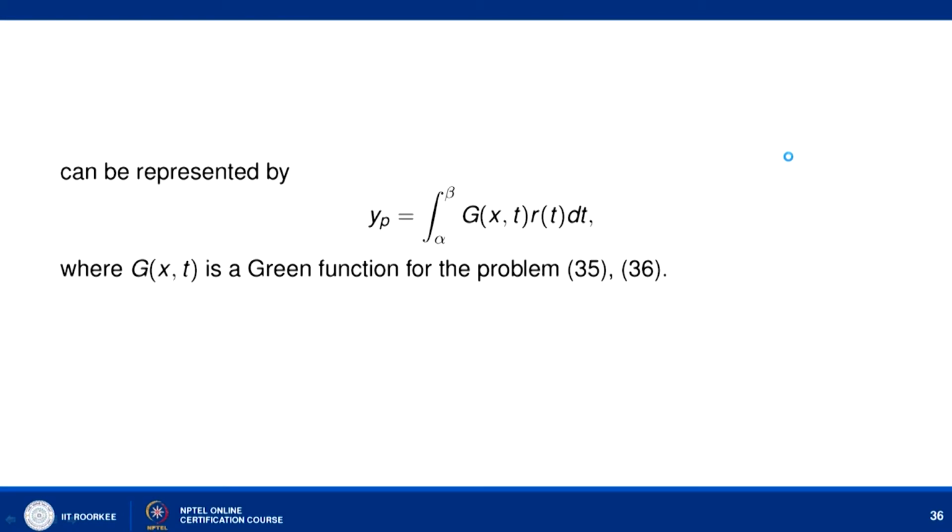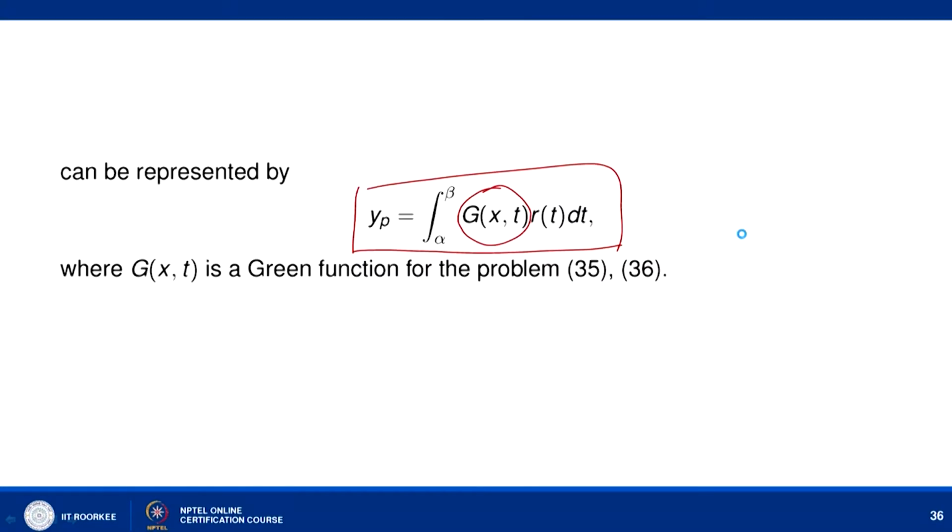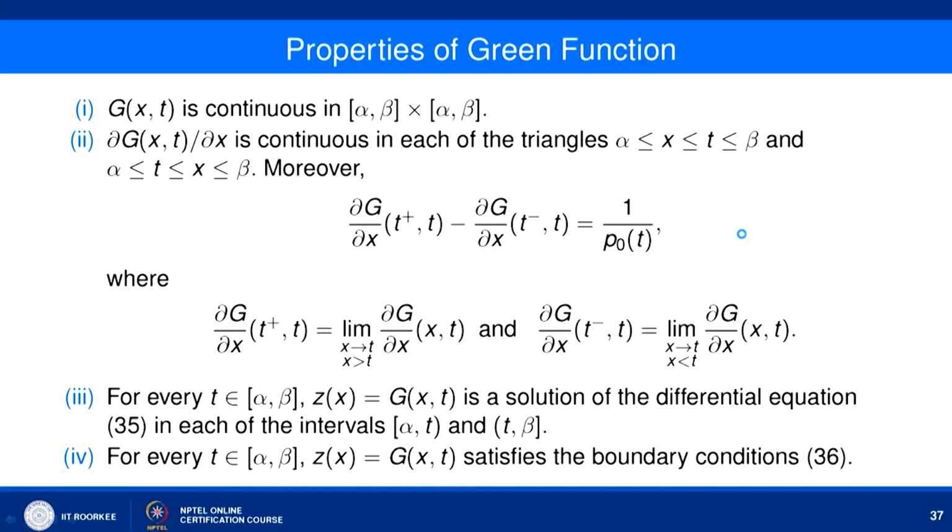We will try to prove this later on, but first we discuss the property of the kernel of this equation. Here yp equal to the integral from alpha to beta of G(x,t) R(t) dt. If we know this function G(x,t), which is known as the Green's function for problems 35 and 36, then we can find the solution of the non-homogeneous problem, which is going to be unique. So, let us first discuss the properties of Green's functions. There are some properties of Green's function.